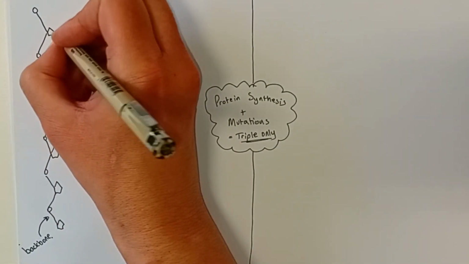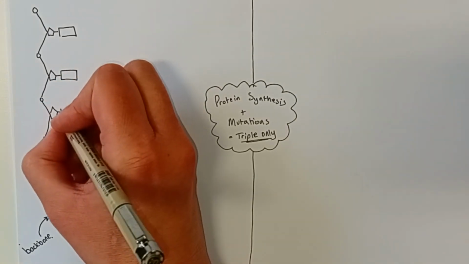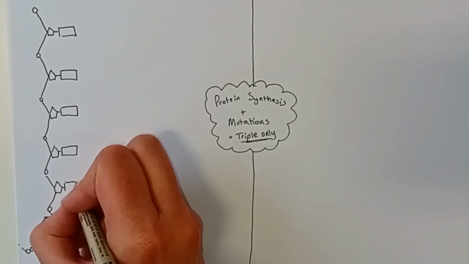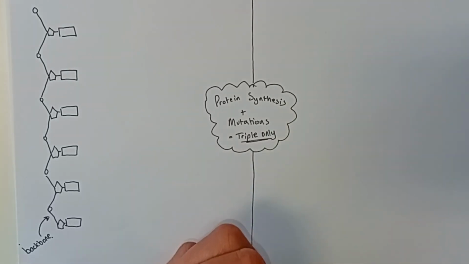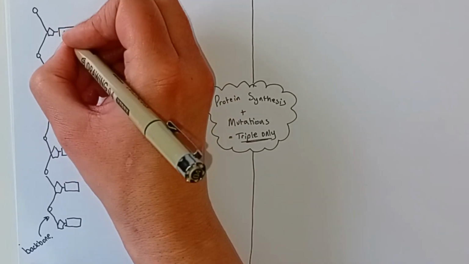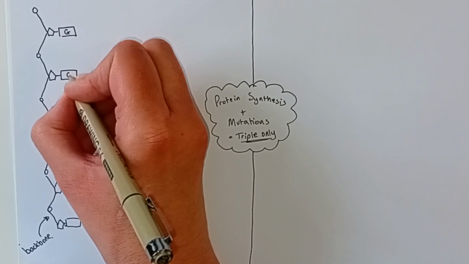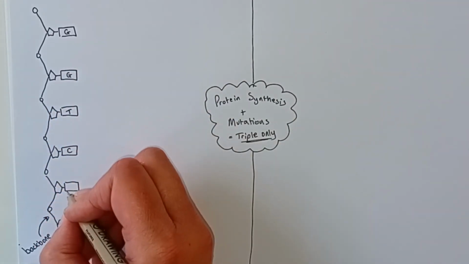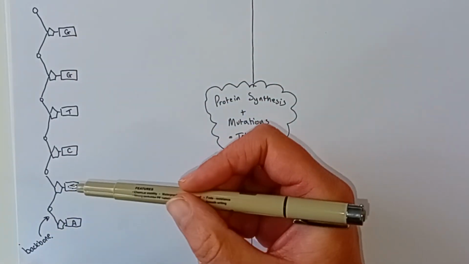Sticking out from the middle of each sugar then is a molecule that we call a base. And there are 4 types of base in DNA. One of them's A, one of them's C, one of them's G, and one of them's T. So we're just going to stick in some bases, G, G, T, C, T, A. So this is one strand of our DNA.